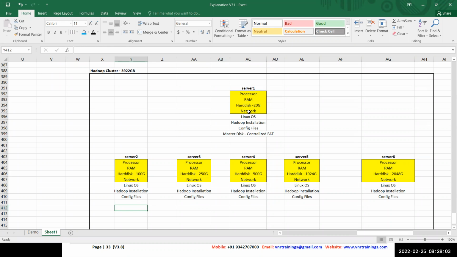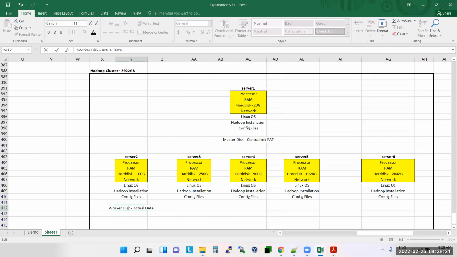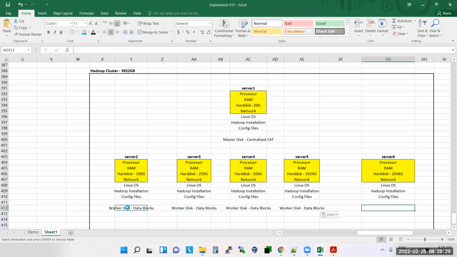If this is the master disk, obviously these are all worker disks, correct? Here this is the worker disk, which contains data blocks. What will a worker disk contain? Data blocks. So here this is metadata and this is actual data.